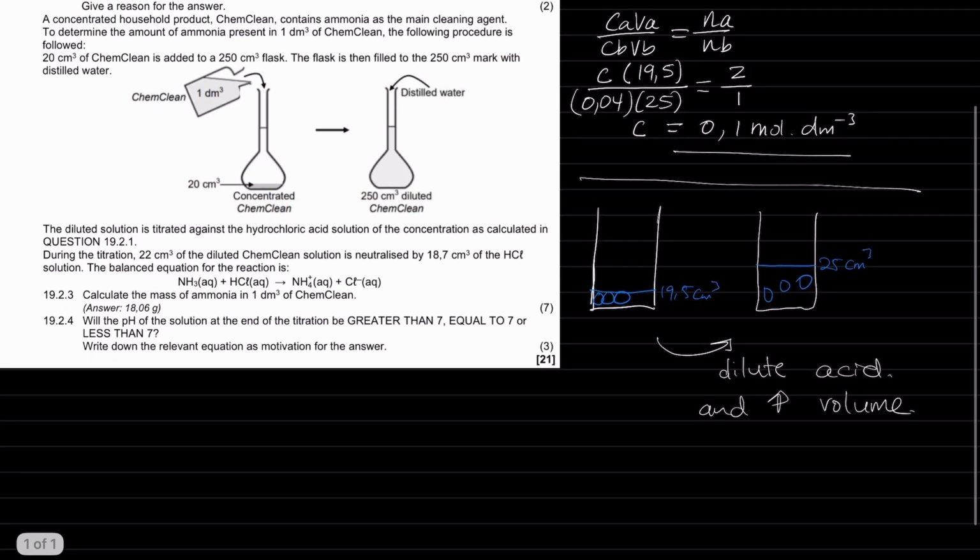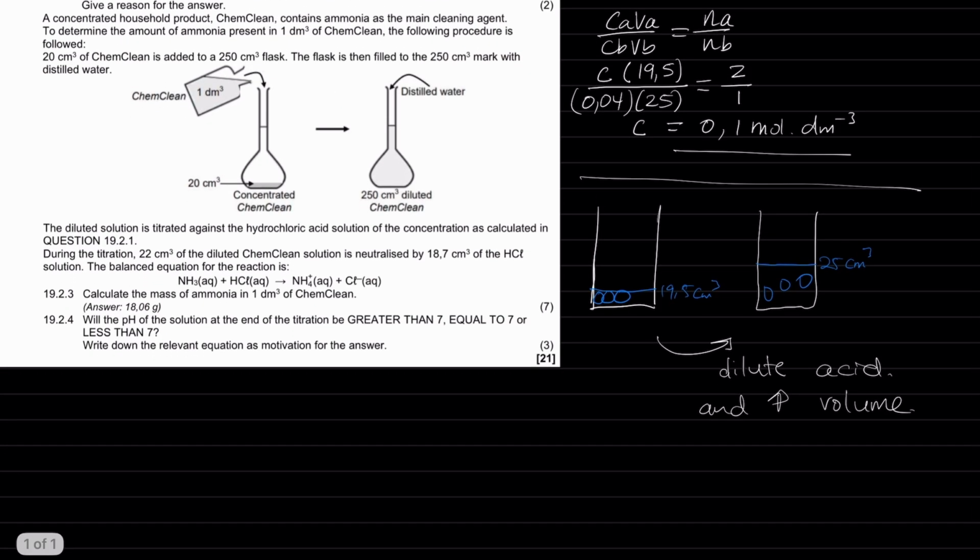Okay, let's move on. A concentrated household product, ChemClean, contains ammonia as the main cleaning agent. To determine the amount of ammonia present in 1 dm³ of ChemClean, the following procedure is followed. 20 cm³ of ChemClean is added to a 250 cm³ flask. The flask is then filled to the 250 cm³ mark with distilled water. So they give us a diagram here.